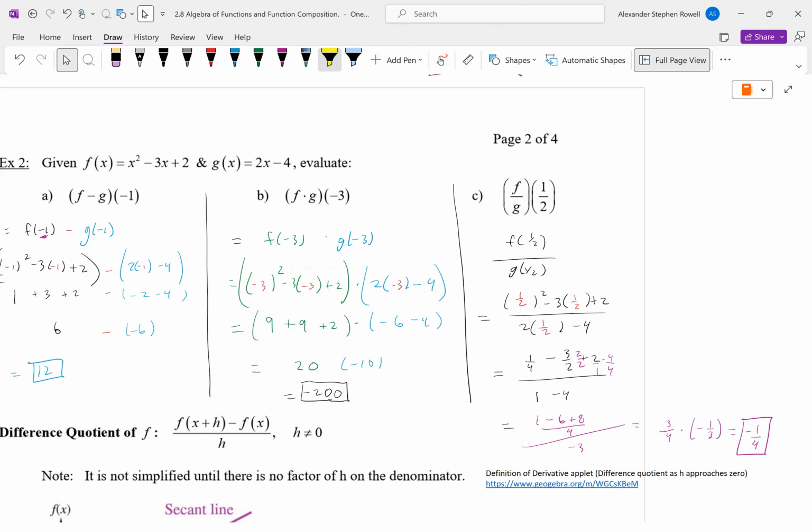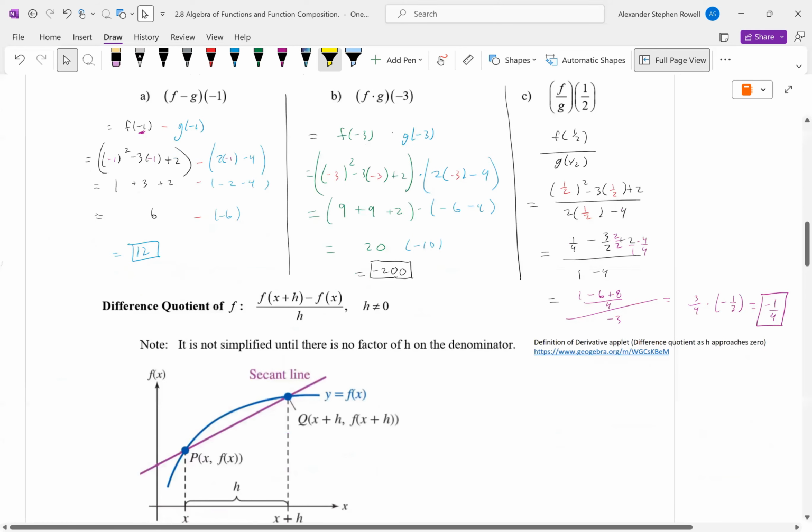Domain of f times g. Domain of f divided by g. So we have to throw out where the denominator is 0. When is g 0? When x is 2. 2x minus 4 is equal to 0, 2x is equal to 4, x is equal to 2. Throw it out. The domain would be negative infinity to 2 union 2 to infinity, not including 2, so it's parentheses.